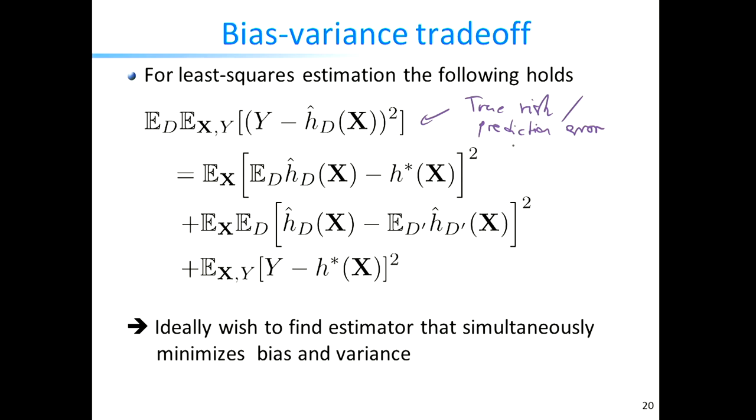So it decomposes into bias squared, so this here is the bias, plus the variance, plus the noise. Okay. Now, why is this useful? Well, this now lets us study the effect of choosing different hypothesis classes, and look at the consequences of, for example, using a certain family of estimators.